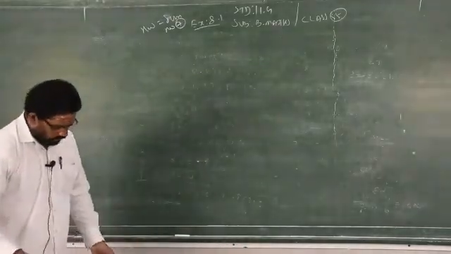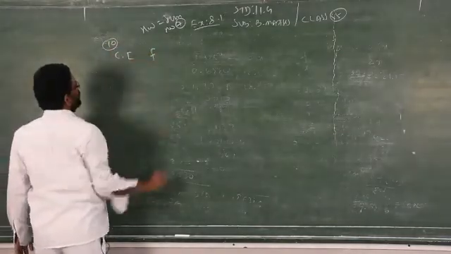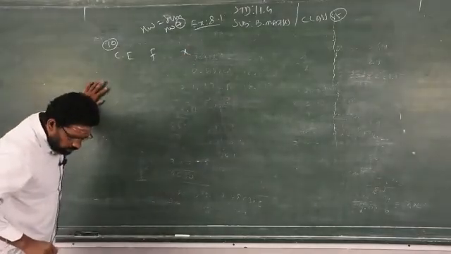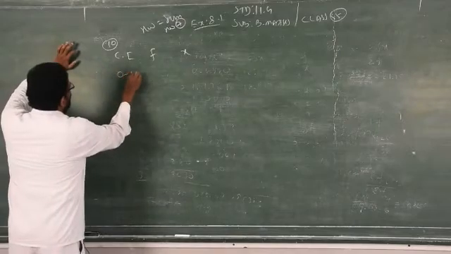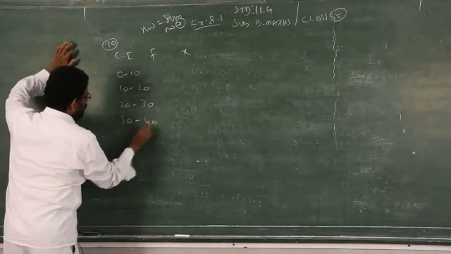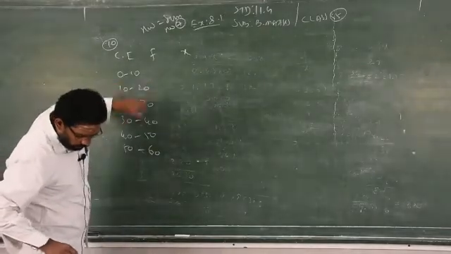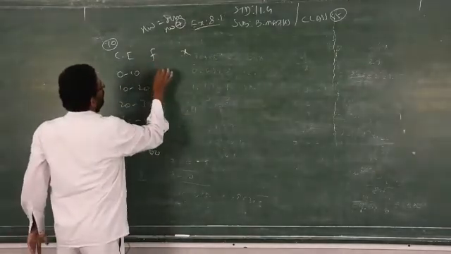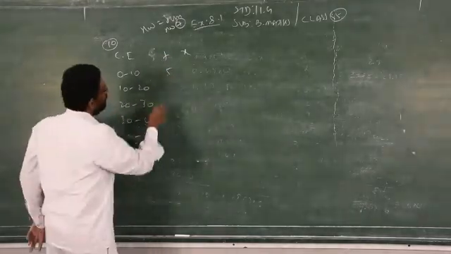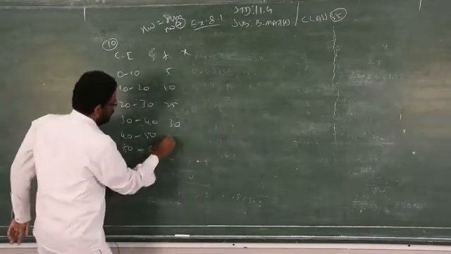So please see sum number 10, class interval and frequency. You have to take the x column also. Class intervals are given 0 to 10, 10 to 20, 20 to 30, 30 to 40, 40 to 50, 50 to 60. Now the frequencies given are 5, 10, 25, 30, 20, 10.